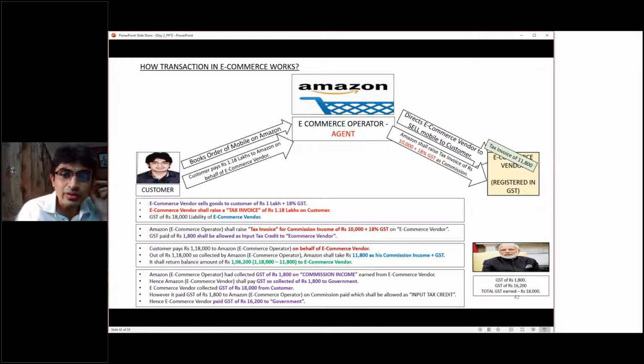Okay, so why TCS? What is the need and purpose of TCS? I will explain. My query to you: are e-commerce vendors, the sellers, the shopkeepers, compulsorily required to get registered or not? What is your opinion? Compulsory? Very good, yes, correct. For goods, e-commerce vendors are compulsorily required to get registered.